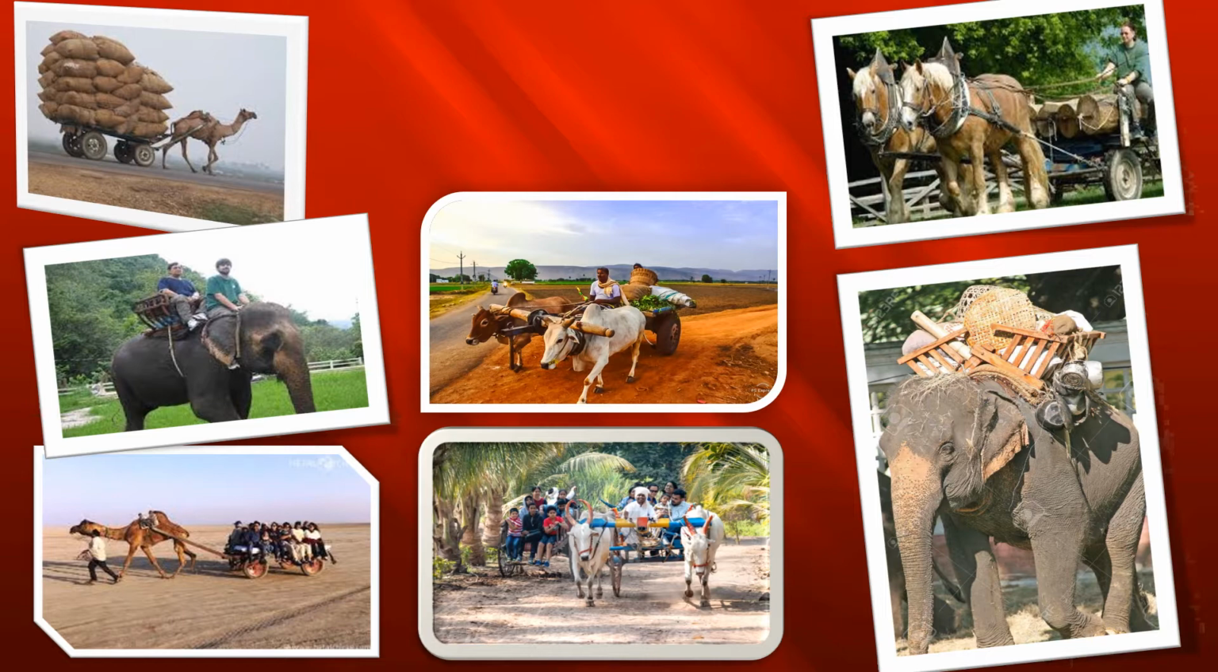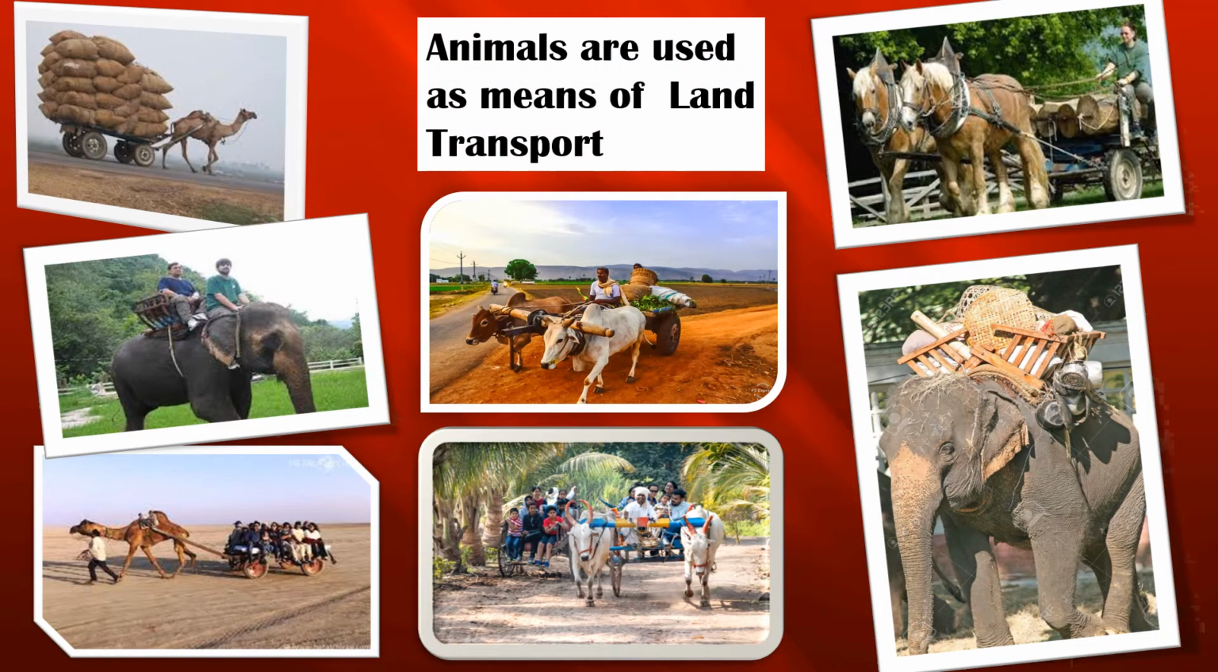In the deserts, we find the camel, who is also called the ship of the desert, used as a means of transport. Besides, the bullock carts and horse carts are also used to carry people and goods. Therefore, we say animals are used as means of land transport. But today it is much lesser than how it was in the olden days.